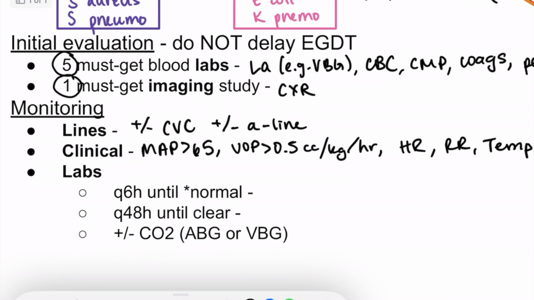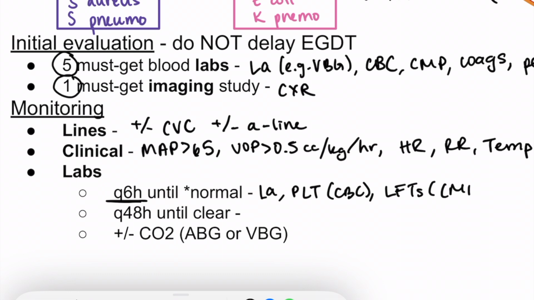All right. And although we got some initial labs, having labs on a regular basis to start, every 6 hours, can be helpful to tell us the trajectory of this patient. Are they improving? Are they getting worse? Do we need to escalate care? Every 6 hours, we'll want to repeat lactate, something to measure platelet counts, typically a CBC, and then something to monitor LFTs, typically a CMP.